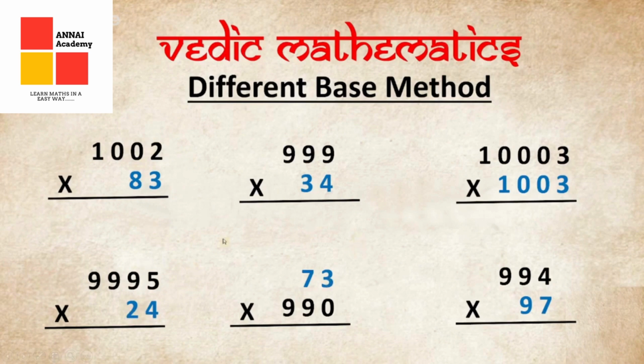Today's method will apply to those numbers whose bases are different. So how can we easily multiply such numbers according to Vedic maths? We will understand this.